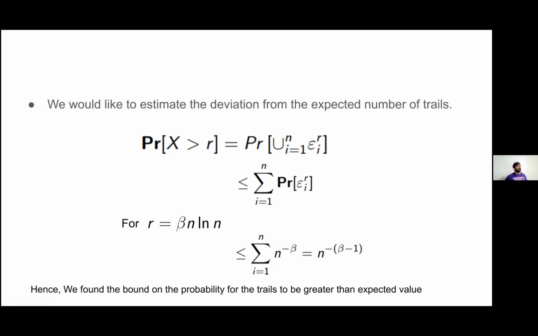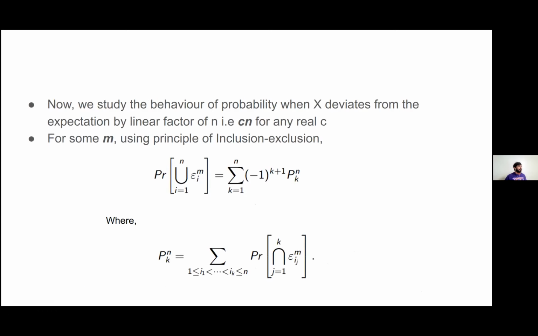To get a deviation from the expected number of trials, we make more analysis here by choosing another number that I will discuss. So when X deviates from the expectation, which previously we chose as beta n log n, by some linear factor of n, which is cn, let c be any real number. We would like to discuss the deviation when r is beta n log n plus cn here. For some m, we use the principle of inclusion and exclusion. The probability of the union is equal to this term here.